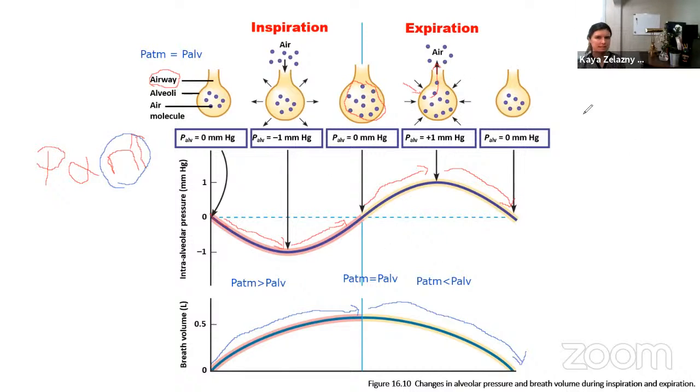Questions about this diagram here? I know a lot's going on, but hoping this made sense.